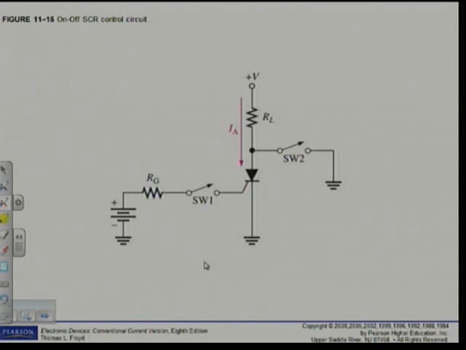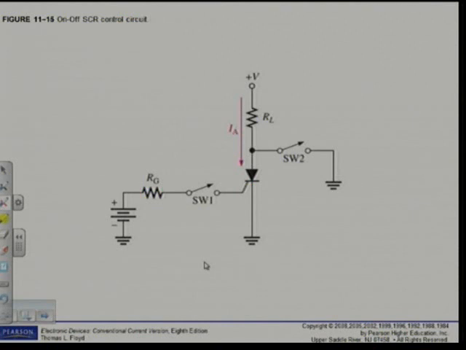Start with on-off control of current. Now a system like this can be used in an alarm system. We've got figure 11.15. Figure 11.15 shows an SCR with a switch S1.